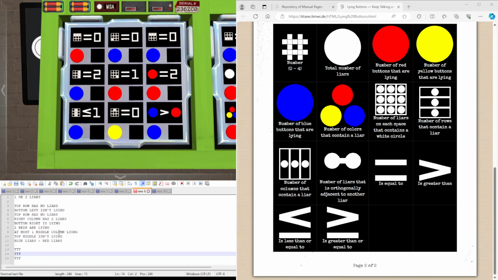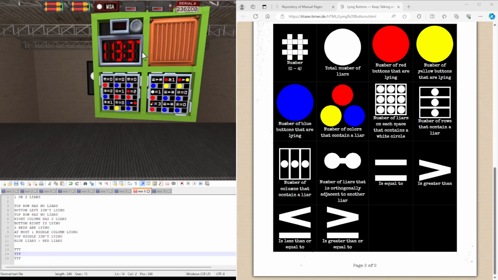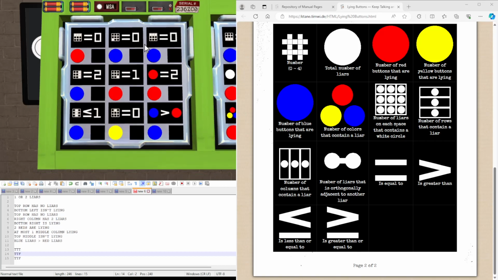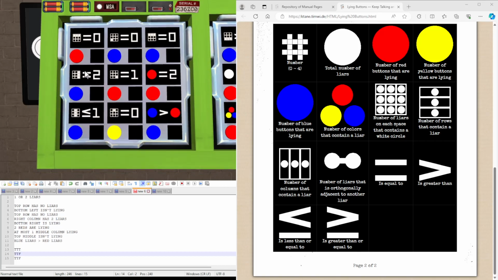So do we have a valid grid here actually? I've actually just stumbled across the correct answer straight away. So let's see. The top row has no liars, we can see that's true. So that means 1 and 3 are fine. The bottom left is telling the truth, which is true. The last column has two liars, that's true. The bottom right is lying. Let's look at this one then.